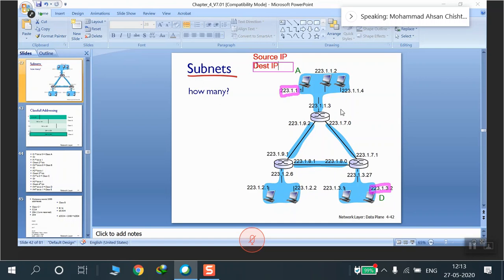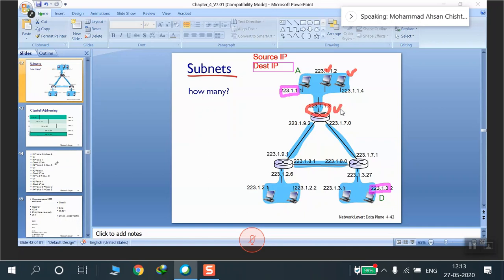But keep in mind here, A does not have the MAC address of D, because D is beyond its network. ARP would have the addresses within its LAN only, within its network only. So it would put the destination MAC address as the MAC address of this interface of the router. Then it broadcasts the packet. So this PC received it, this PC received it, as well as the router received it.